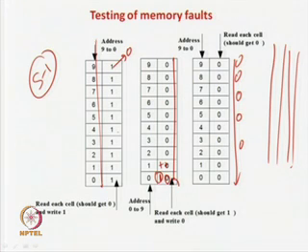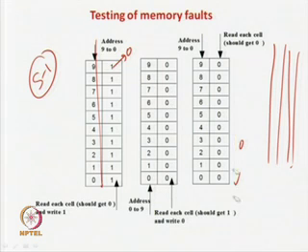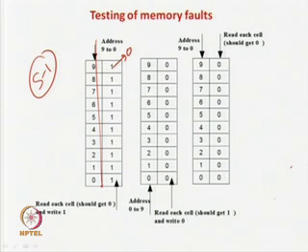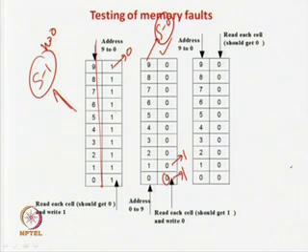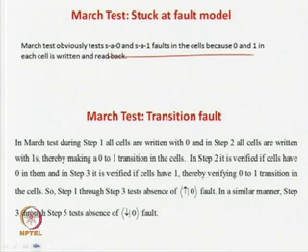Now, in the next step, this assures that there is no stuck-at-1 fault because you could read a 0 from all the cells. Now, when you are going here, you are reading a 1, writing a 0, reading a 1, writing a 0. That means there cannot be any stuck-at-0 fault here because you were able to write 1 and read 1. Obviously, the March test successfully detects all the stuck-at-0 and stuck-at-1 faults.